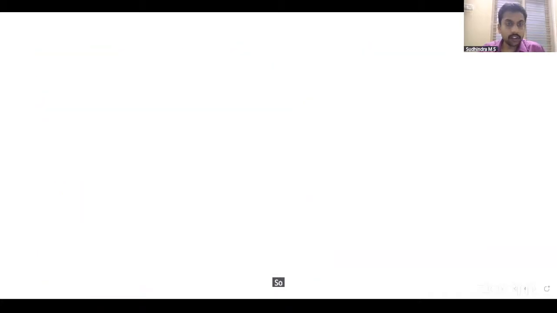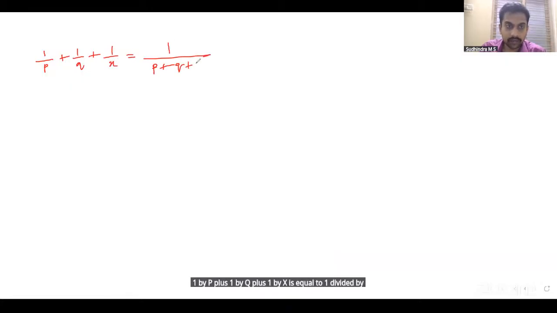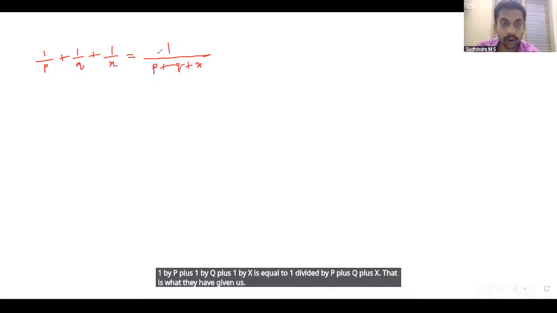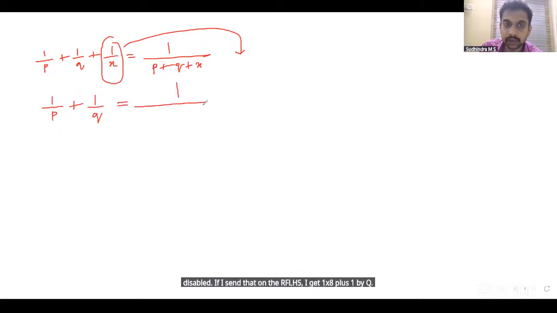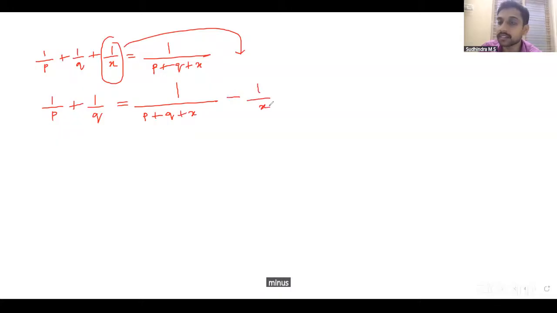So what have they given us? 1 by P plus 1 by Q plus 1 by X is equal to 1 divided by P plus Q plus X. That is what they have given us. So here what will I do? I'll send 1 by X this side. If I send that on the LHS, I get 1 by P plus 1 by Q is equal to 1 divided by P plus Q plus X minus 1 by X. This is what we get here.